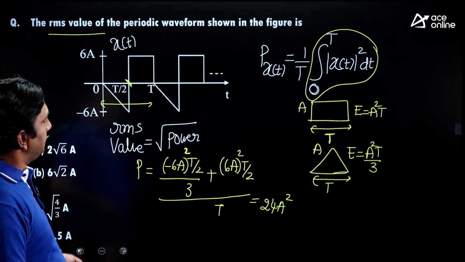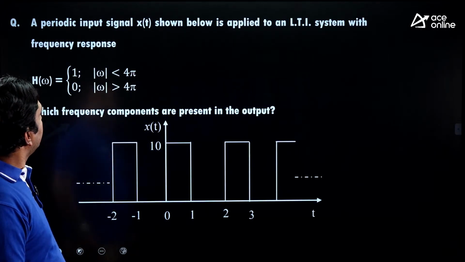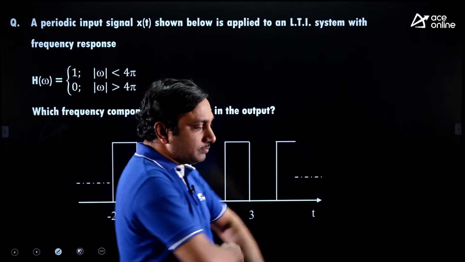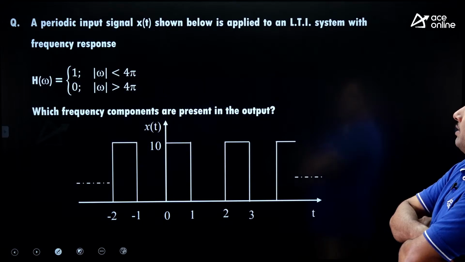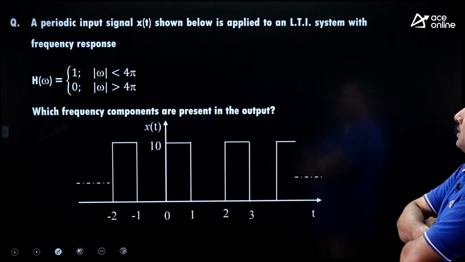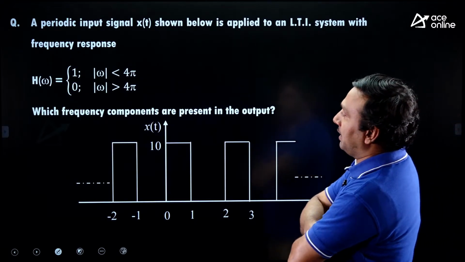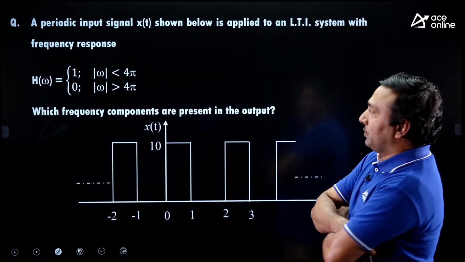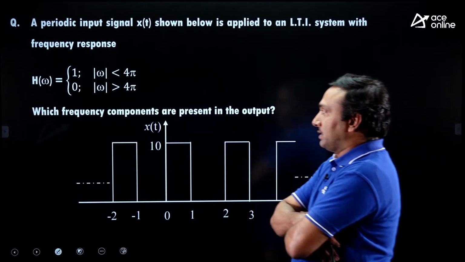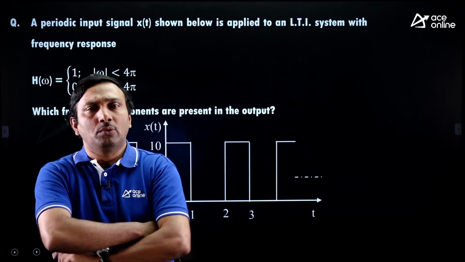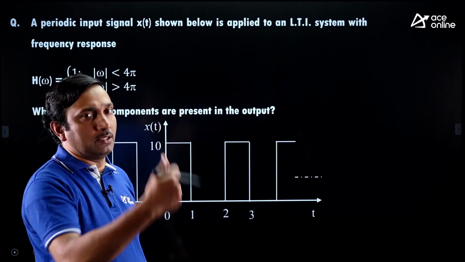Let us see one more type of question. This one. A periodic input signal, given in the graph shown below, is passed through an LTI system with a certain frequency response. What frequencies are present in the output? This is a standard model related to all topics. It may be given from Fourier transform, Laplace also. Input passed through the system, get the output.